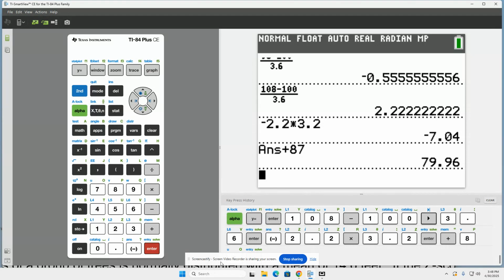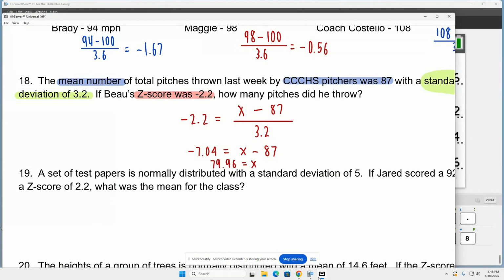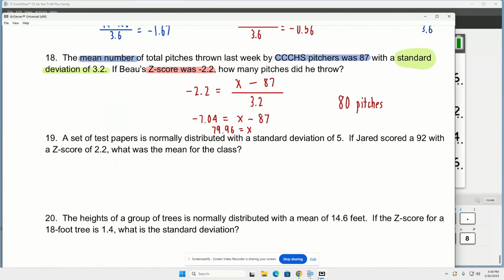Now, let's go back to my paper because, listen, let's think logically. How many pitches did he throw? Did he throw 79.96 pitches? Of course not. Okay, because of the value, we're going to round that up to 80 pitches. You can't throw 79.96 pitches, okay? But you can throw 80 pitches, and that's what 79.96 rounds up to, okay?